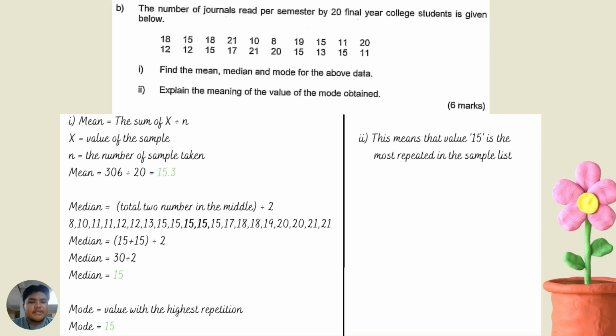Next, to answer the question, explain the meaning of the value of the mode obtained. So what does the mode of 15 mean? It means that the value 15 is the most repeated value in the sample list.